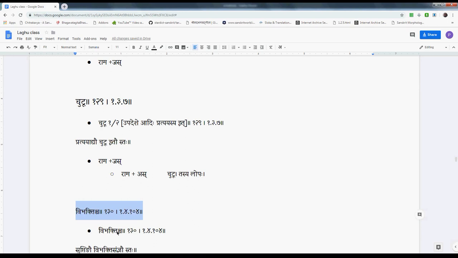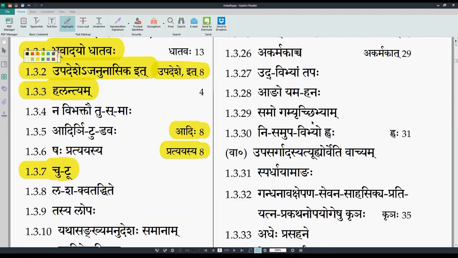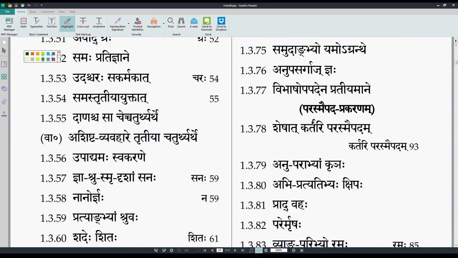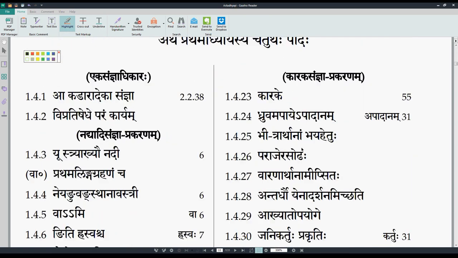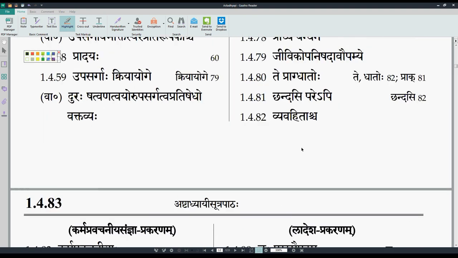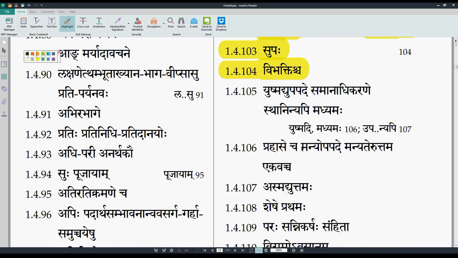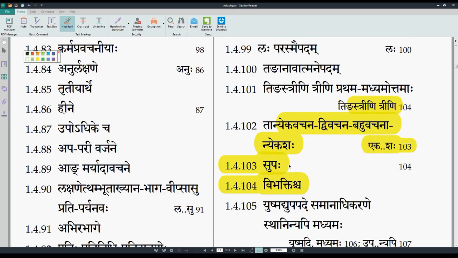Vibhaktischa says what? Vibhakti hi cha. Vibhakti is ekavachana, defining sanya for what? 1.4.104. We have seen this yesterday. We have marked this as well because it is coming up.